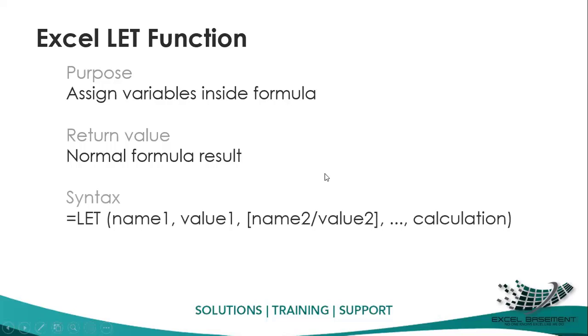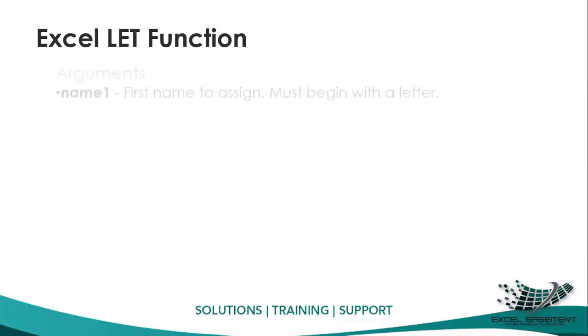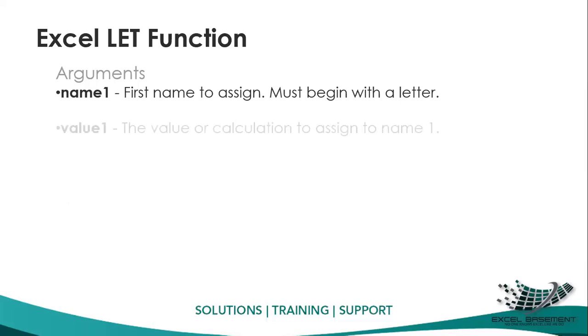The syntax of the LET function is: first we define the name of the variable, then the value, and then the calculation we want to do. Similarly, there are up to 126 variables we can define within the LET function. The first argument, which is name one, is the first name to assign, and it must begin with a letter. Remember that these are the rules in order to utilize the LET function.